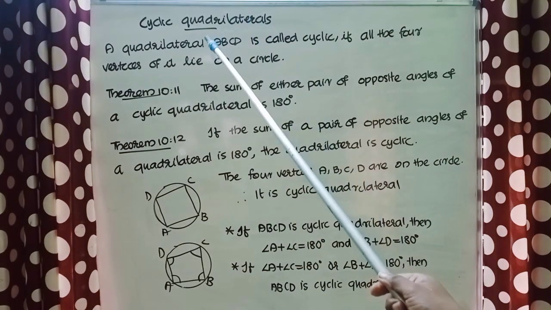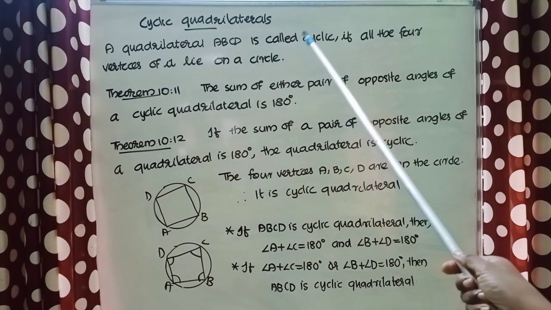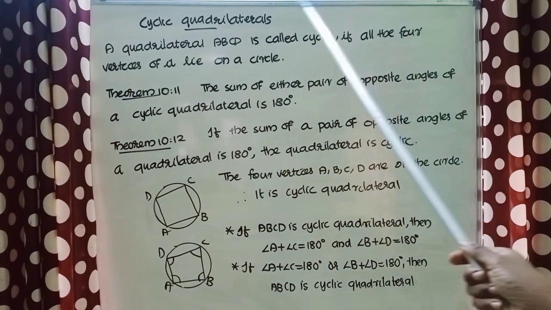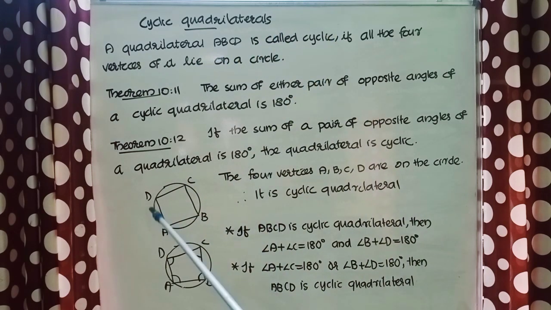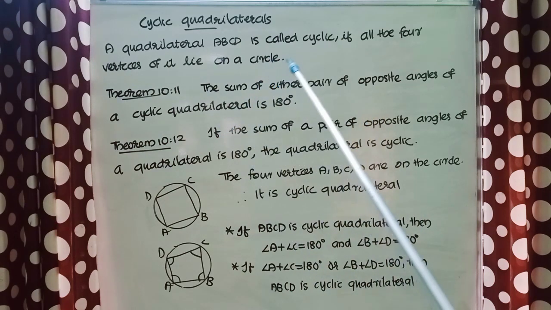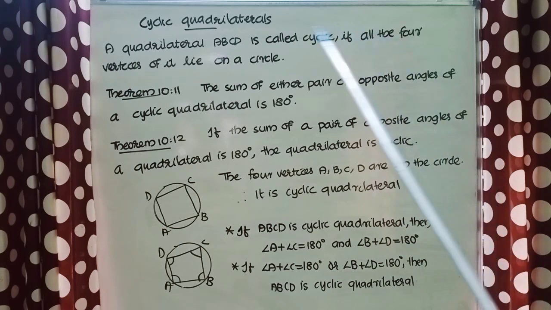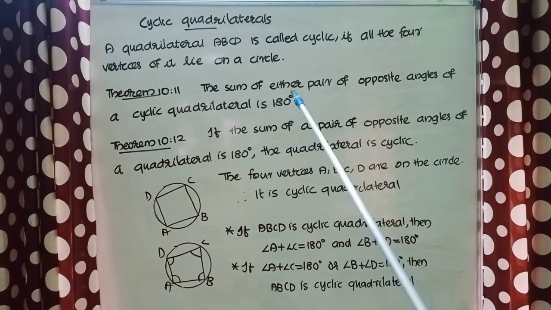Cyclic quadrilaterals. A quadrilateral ABCD is called cyclic if all the 4 vertices of it lie on a circle. Here you see the figure, a circle, and there is drawn a quadrilateral ABCD, and you can see the 4 vertices A, B, C and D are lying on the circle. So we can say this ABCD is a cyclic quadrilateral. Then theorem, the sum of either pair of opposite angles of a cyclic quadrilateral is 180 degree.